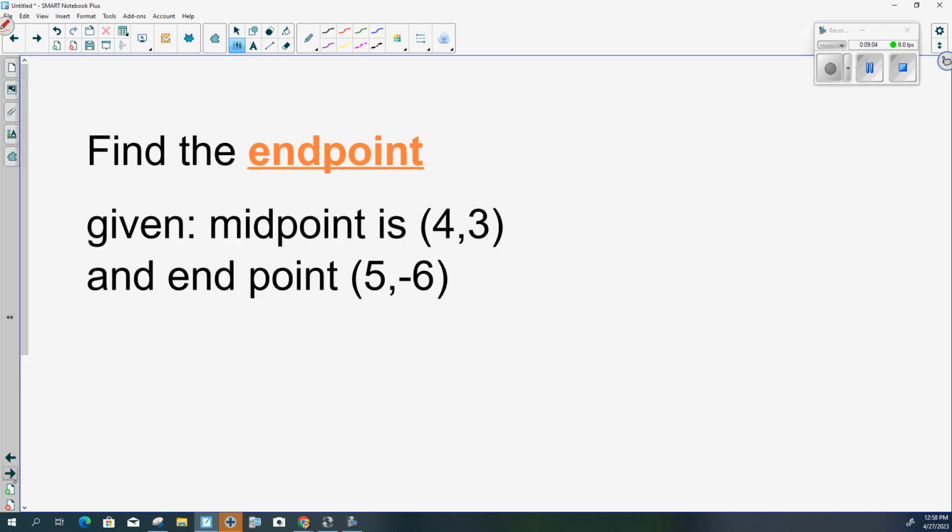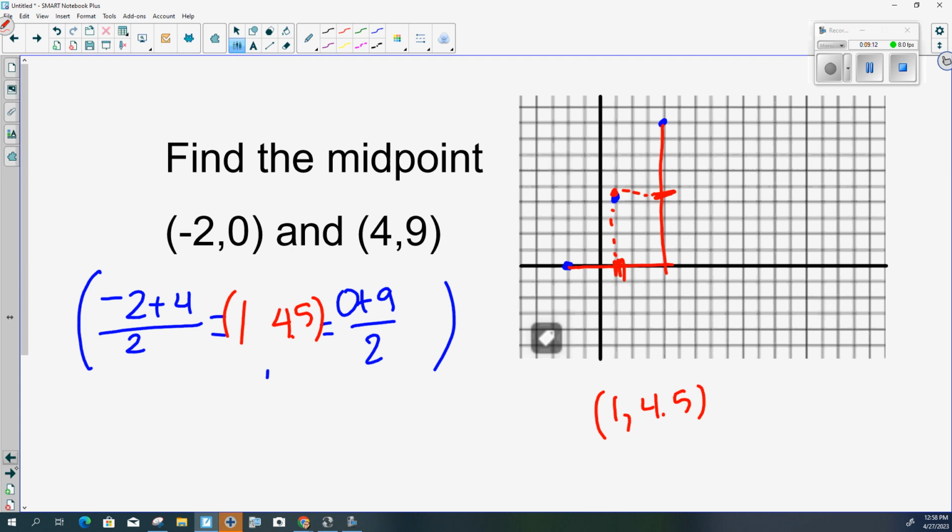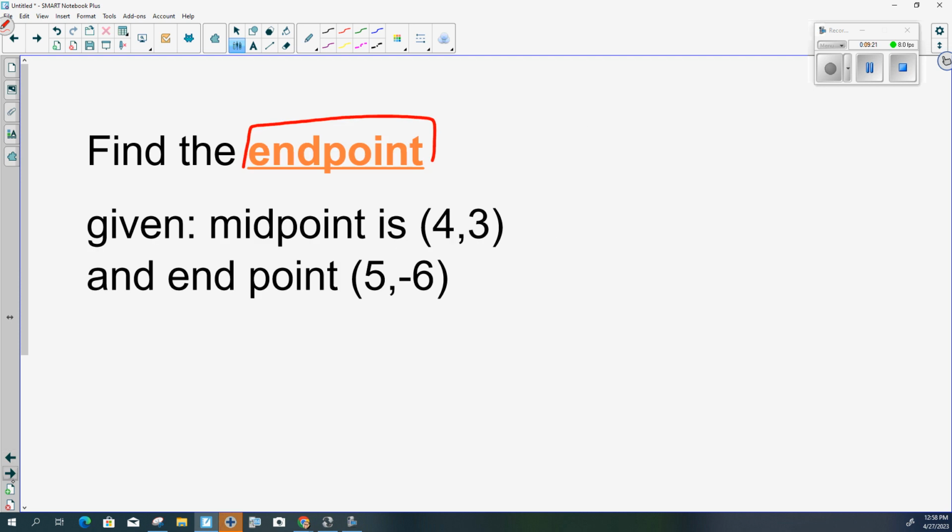Okay, we're moving on to a different idea. This one, we are finding the end point. So like looking back at this one, they're giving you one end point. They're giving you the middle, and they're not giving you the other end point. I would not use the distance. That would be a lot of extra work.